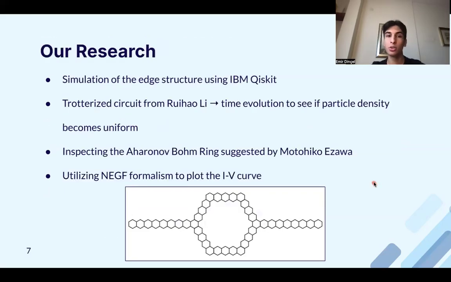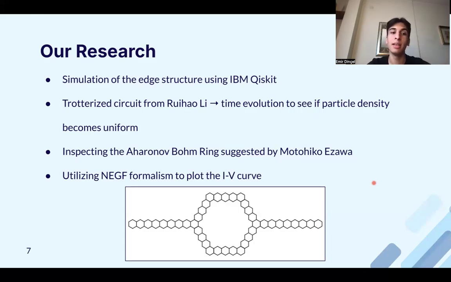So to go over shortly from our research, we will first be simulating the edge structures using IBM's Qiskit quantum computer. Then we will use a transition circuit from Ruihao Li, which will break our simulation into time frames and allow us to see each and every one of the time frames and how electron particle density changes, and seeing if it becomes uniform over time, which would lead to thermalization.